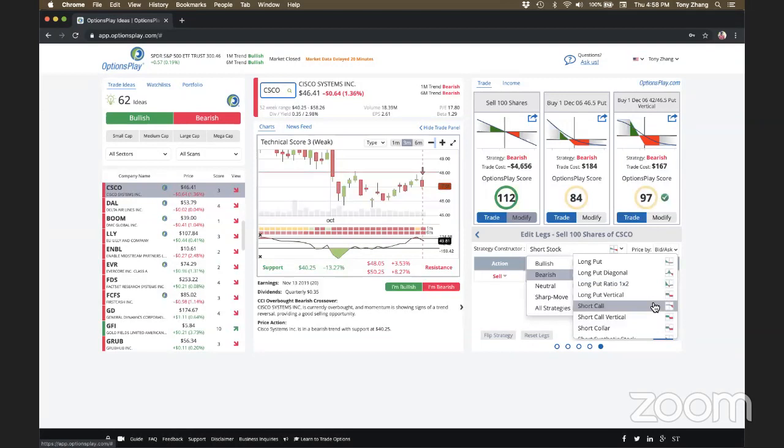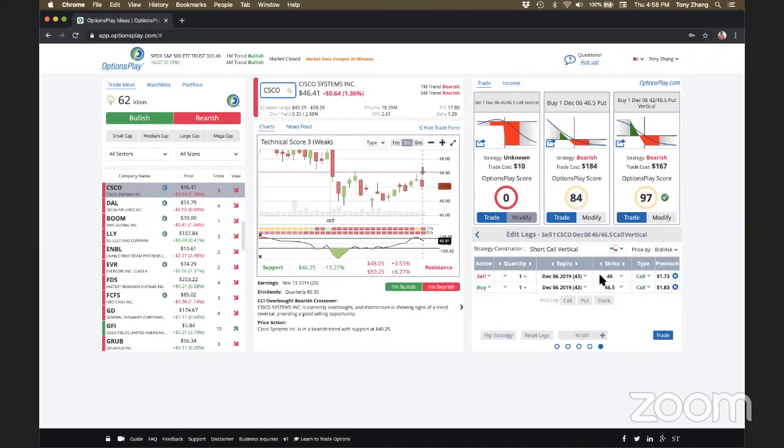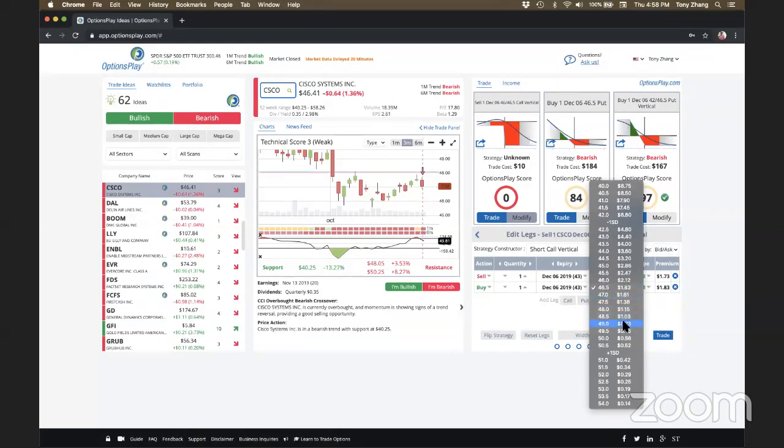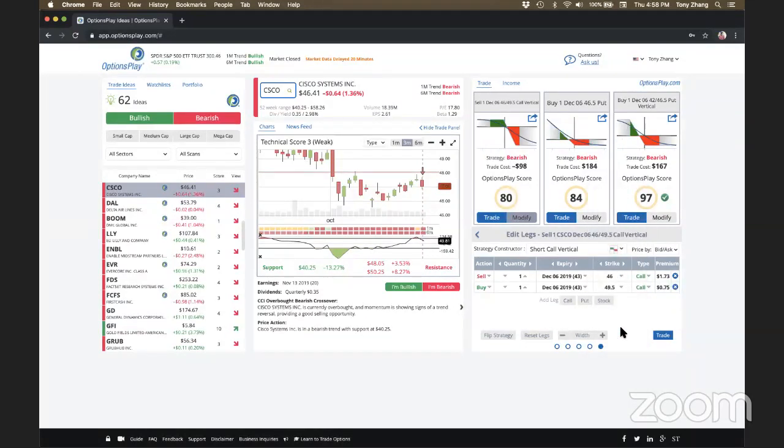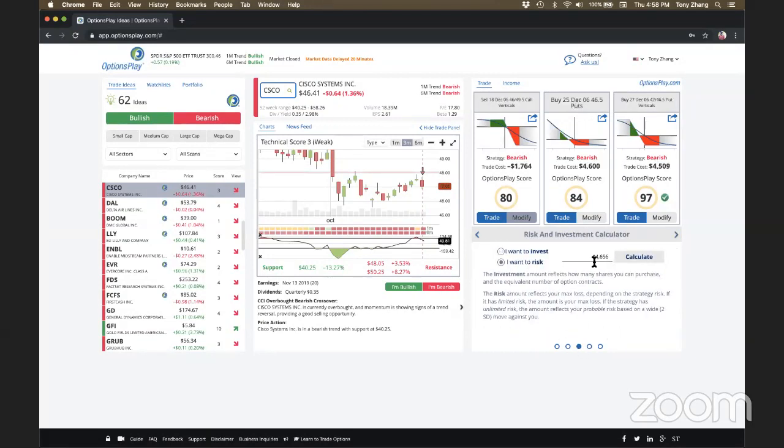So let's say I'm bearish and I want to sell a call vertical. Let's say I sold the 46 and I buy back, let's say, the 49. Then again, I'm going to compare apples to apples. Let's say I'm willing to risk $1,000 on this trade. As you can see here, I'm risking $835.